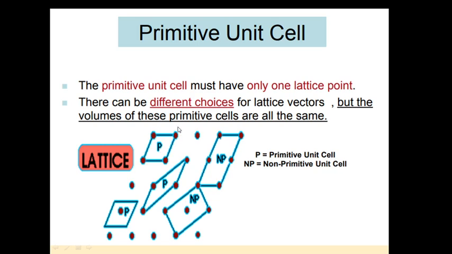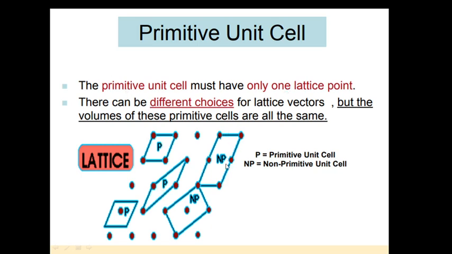So for this particular parallelogram, each corner has a contribution of 25%. So 25%, that is 1/4, multiplied by 4 atoms, ultimately gives 1 atom, or basically 1 lattice point. So if any unit cell has the atom contribution or lattice point count of only 1, then such a unit cell is referred to as a primitive unit cell.